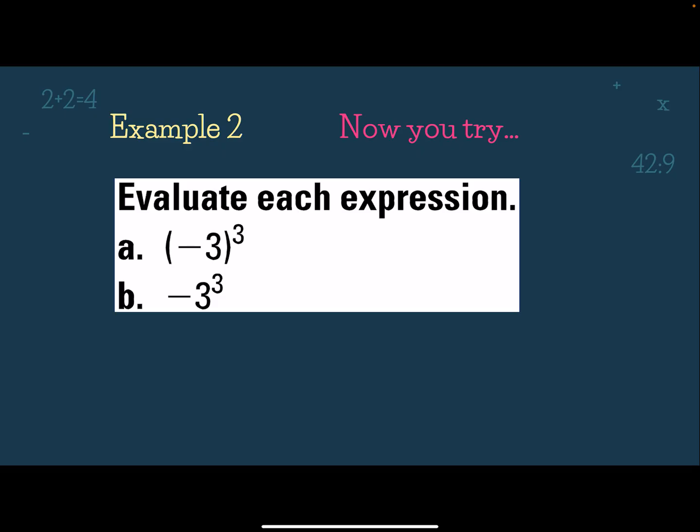Okay, now you try these two. Pause the video. See if you can simplify these correctly in your calculator and come back and check your work.